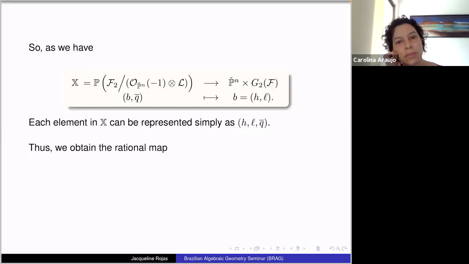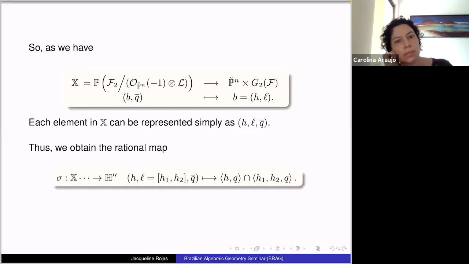But the important part here is that we are looking at the rational map from this total space, taking H, the plane, as we said, and L, for example, generated by H1, H2, and Q bar, and sent to the intersection of the ideal that I commented before, (H, Q), which would define a conic, intersected with (H1, H2, Q), which would define two points in the line L.